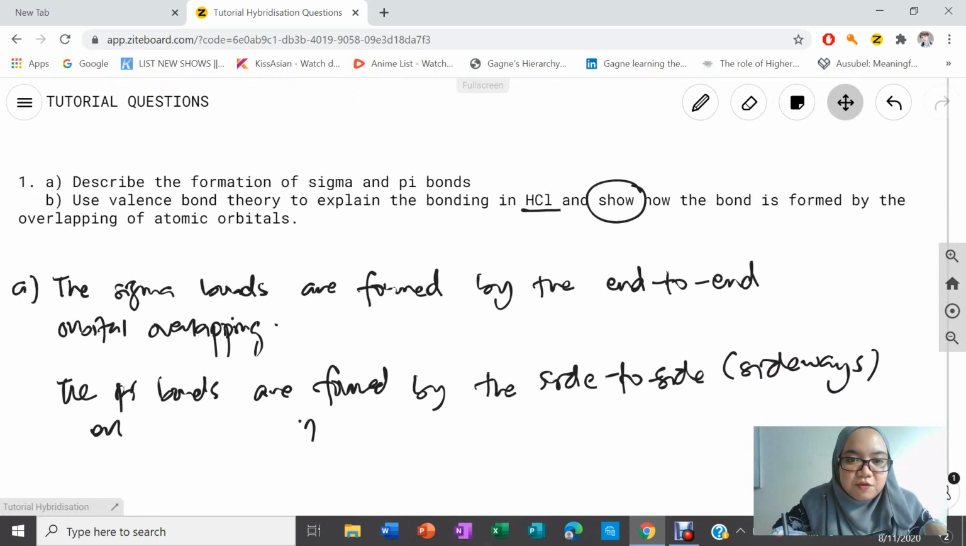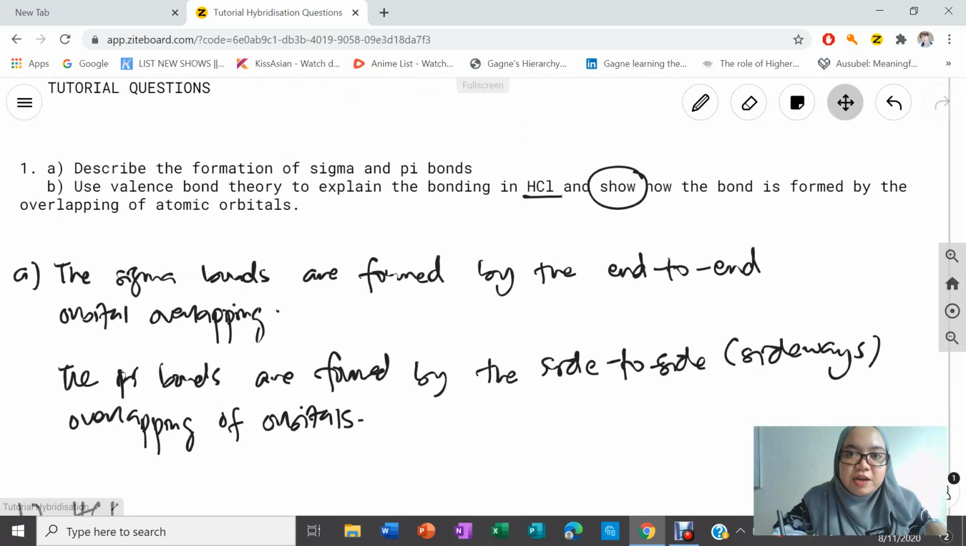Alright, so for question 1, it's a very direct and simple question. It asks us to describe the formation of sigma and pi bonds. As you know from our notes, sigma bonds are formed by the end-to-end orbital overlapping. Dari hujung orbital ke hujung orbital. Bila dia overlap, then that's what we call sigma bond. Okay, the end-to-end orbital overlapping.